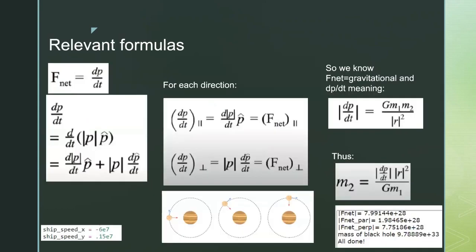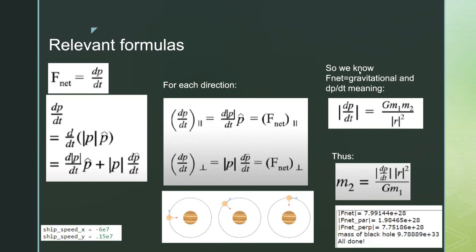So the relevant formulas we'll be using are F net equals dp/dt. We know we can rearrange and manipulate that formula in order to find the parallel and perpendicular components of it. We can see this represented by the arrows in this little diagram down here with the planet. The red arrow is going to be the perpendicular component, whereas the blue arrow is going to be the parallel component.